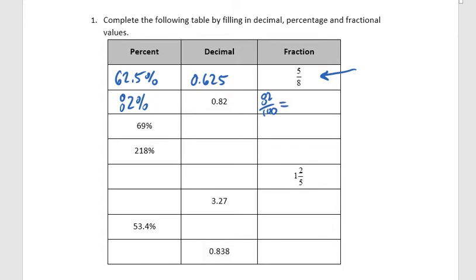And now all I have to do is simplify that 82/100. Well, they're both even numbers, so the first thing I would do is cut these in half. So I cut 82 in half, divide it by 2, and it'll give me 41. And if I cut 100 in half, it'll give me 50. And now I'll check and see if I can simplify that anymore. There are no common factors in 41 and 50, so that's the best I can do. Alright, so you would just follow those instructions to complete the rest of that table.